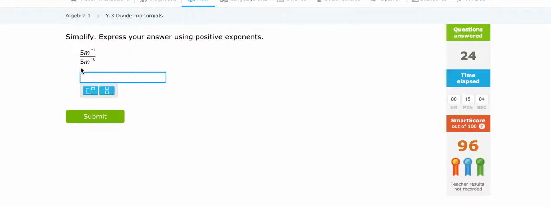Over here, 5 and 5 will cancel out, m will flip to the top, m to the 6 will flip to the top, m to the 1 will flip to the bottom. So what we're going to have is actually just more m's, so m to the 5th. All right, we don't need the fraction.